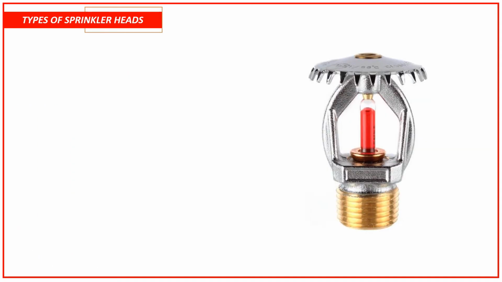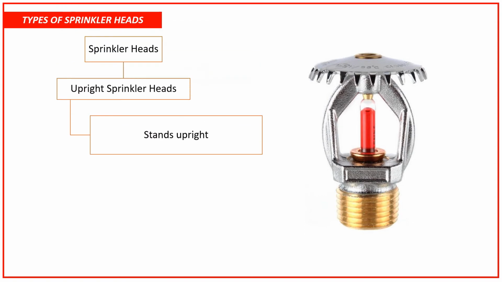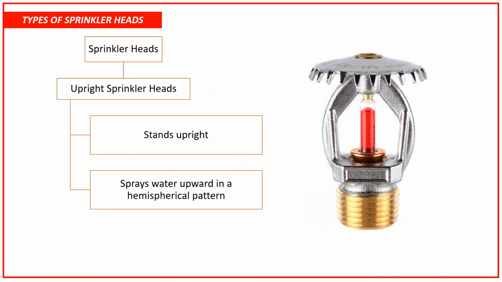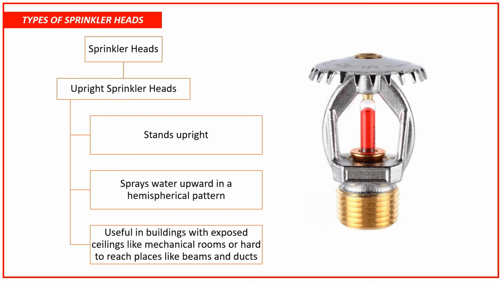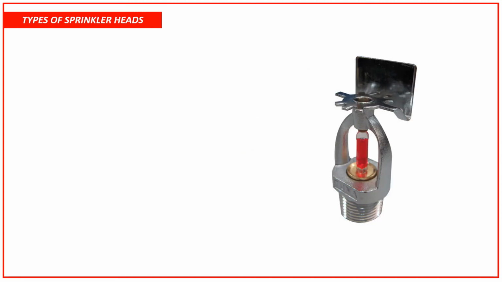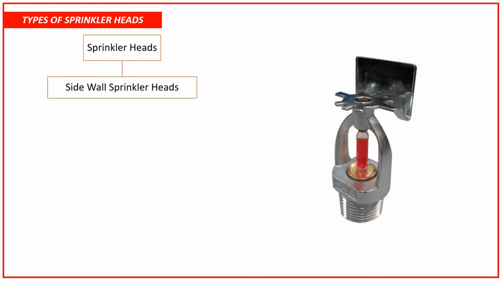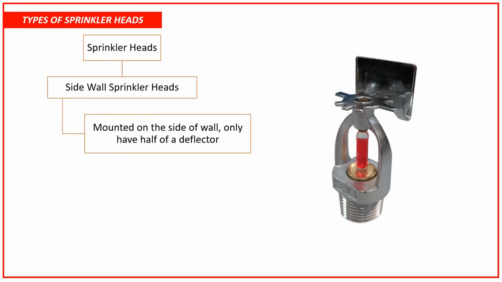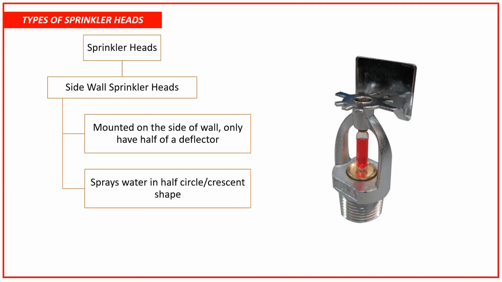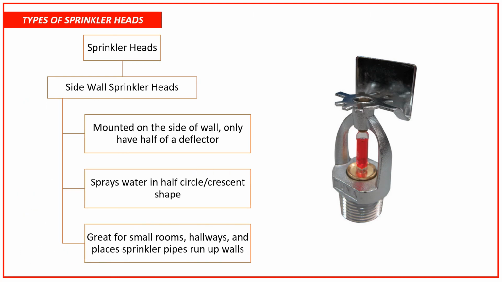Next one, upright sprinkler heads. Stands upright, sprays water upwards in a hemispherical pattern, useful in buildings with exposed ceilings like mechanical rooms or hard to reach places like beams. And next one, sidewall sprinkler heads. Mounted on the side of the wall, only have half of the deflector. Sprays water in a half circle, great for small rooms, hallways and places where sprinkler pipes run up walls.